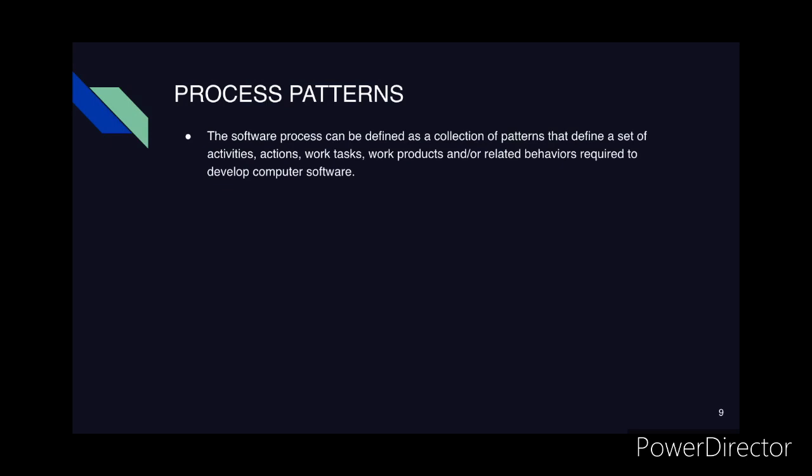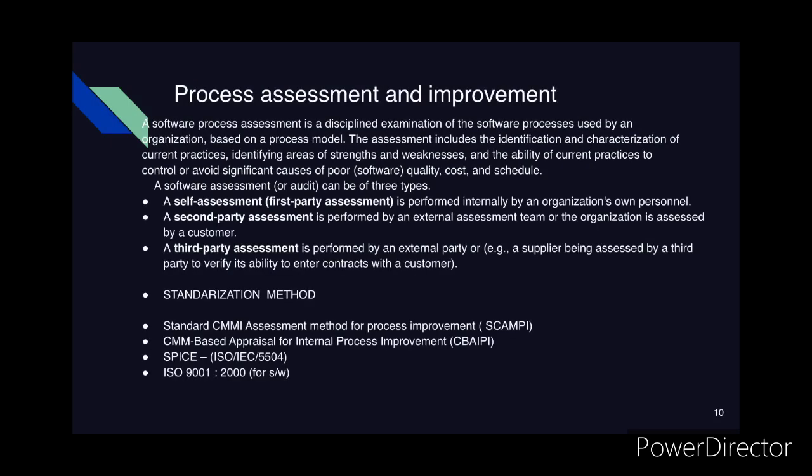So now let's learn about process assessment and improvement. A software process assessment is a disciplined examination of the software processes used by an organization based on a process model. The assessment includes the identification and characterization of current practices, identifying areas of strength and weaknesses, and the ability of current practices to control or avoid significant causes of poor quality software, and cost and schedule is also considered.